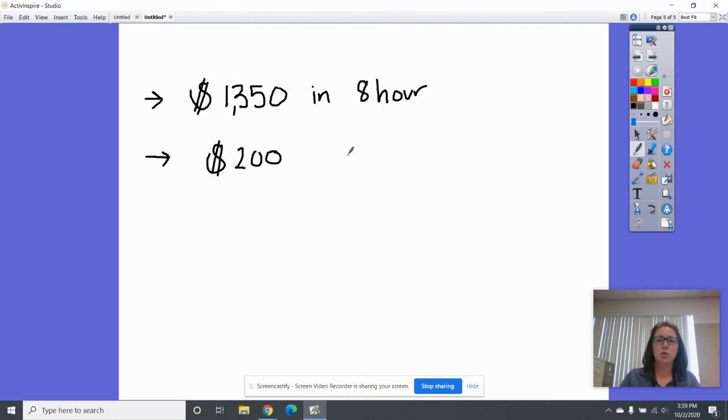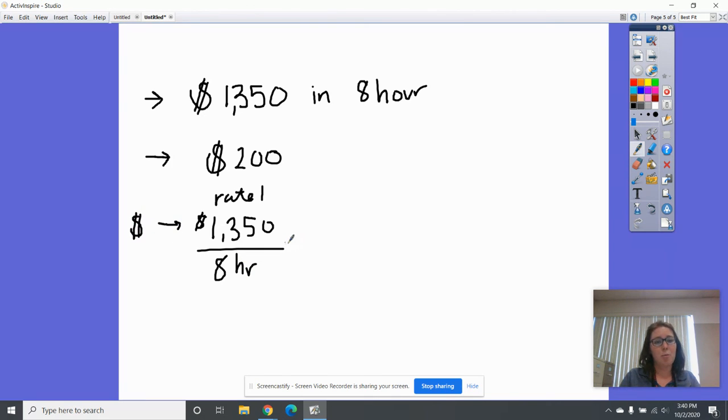So I now have these two rates that they've given me. This one rate is $1,300. This is my first rate in 8 hours. Now notice, on the top I put dollars, so I need to keep dollars on the top when I do my second rate. And I put hours on the bottom, so I need to keep my hours on the bottom.